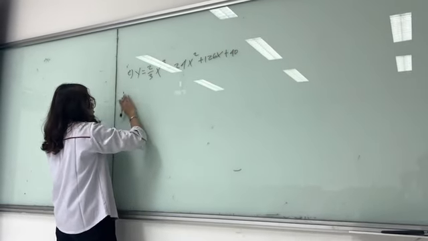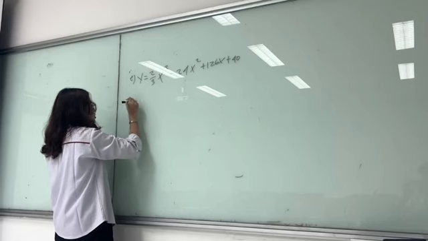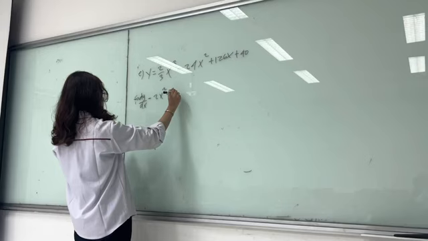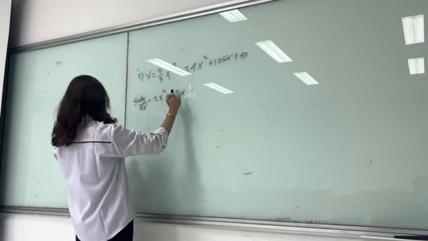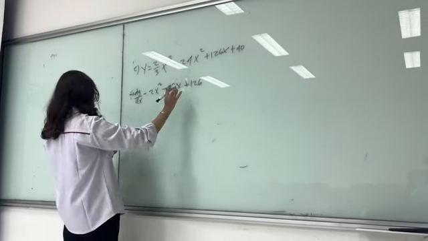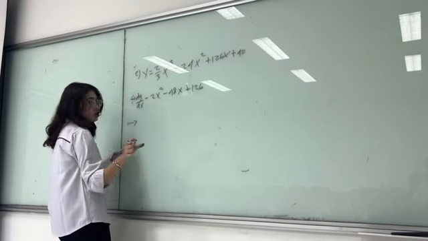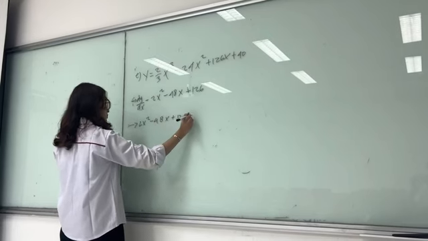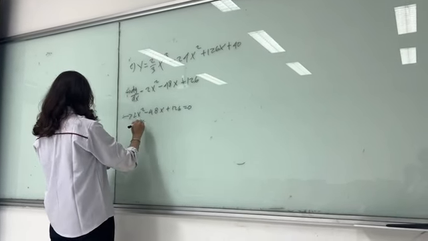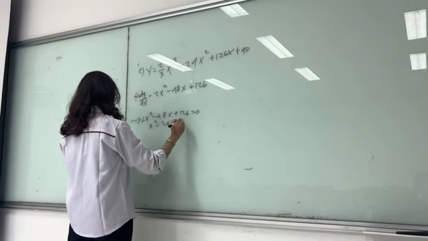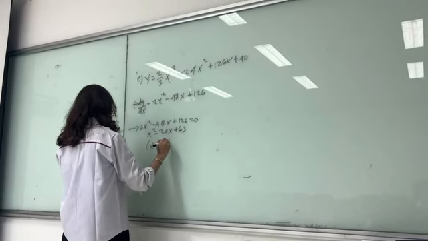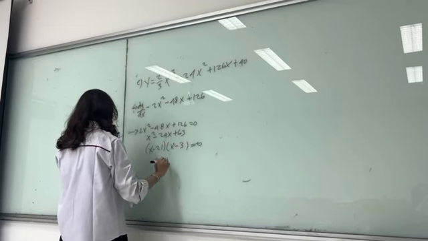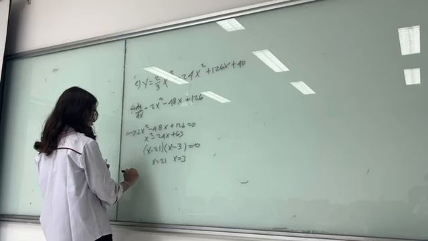And next we have the first derivative. Okay, we got 2x squared minus 48x plus, yeah, this is the first derivative, and we have to set it to 0 to find x, of course. Okay, and then we have to find the second derivative.